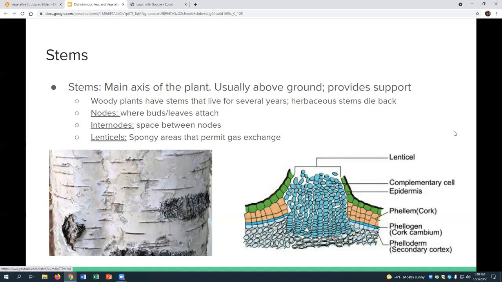So we're going to call something a node if there's a leaf or a bud attaching there. Sometimes you're going to see swelling in the stem at a node. We're going to see an internode when we have space between them. Sometimes we might be paying attention to how much distance there is between nodes, how big the internodes are. We're also going to want to be able to key in on where the nodes are.